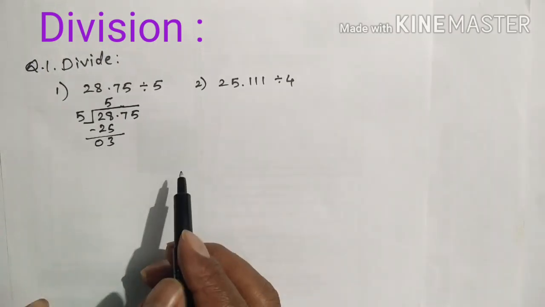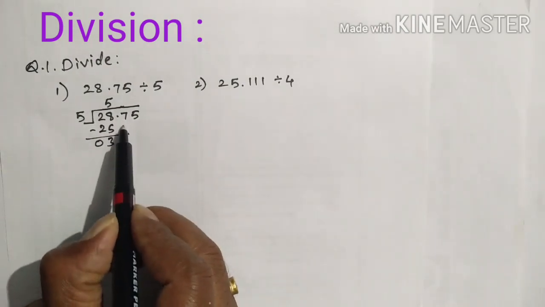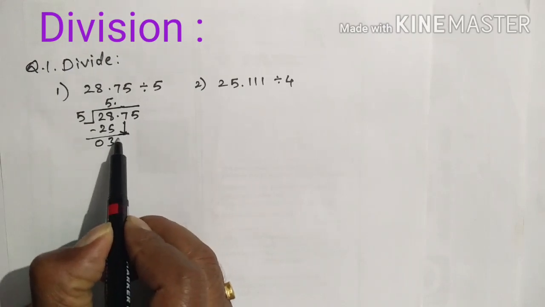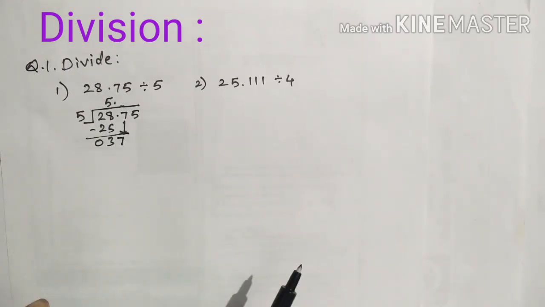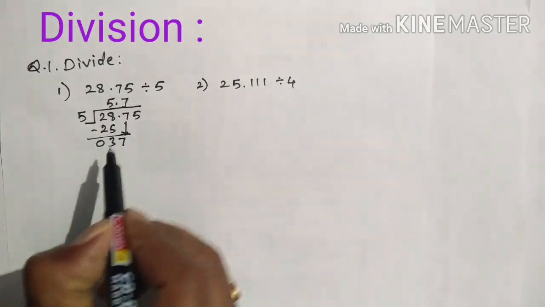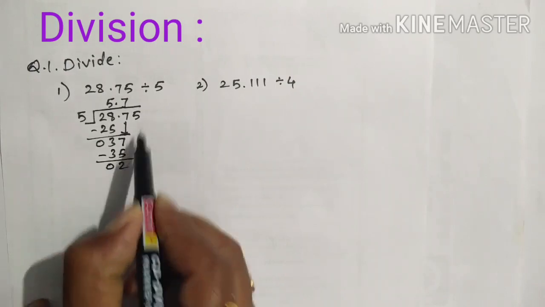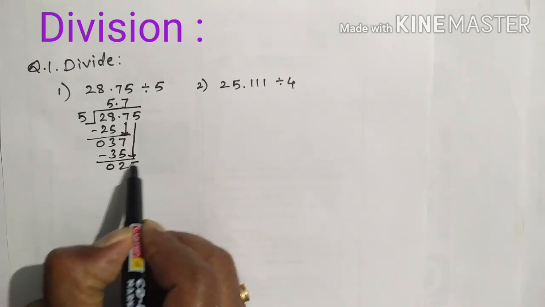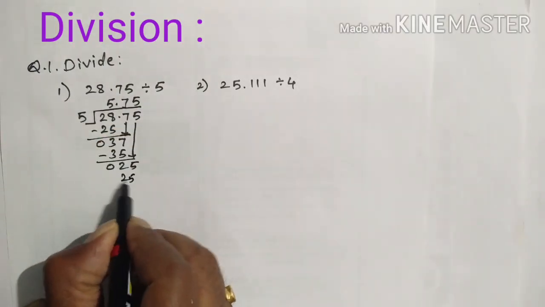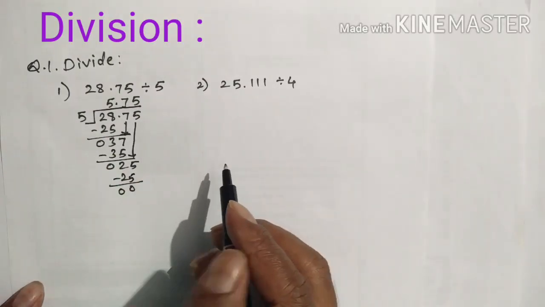It's very easy now. We have to take the decimal digit downside, so we have to place the decimal point. Whenever we take the decimal digit, we have to place the decimal point in the quotient. Okay, so 5 7s are 35, remaining 2, and at last 5 5s are 25. Like this, the quotient will be 5.75.